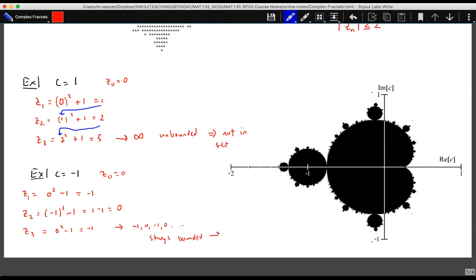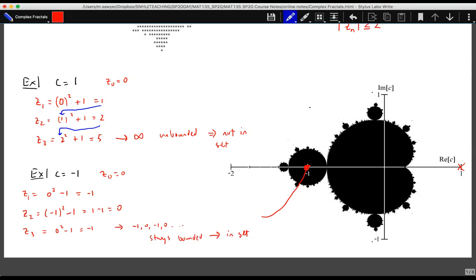So if it stays bounded, it's in my set. We see that this point, c = -1, is in my set. But my c value of 1 is not in my set. And here we represent values that are in the set with a dark bound inside the dark image here.